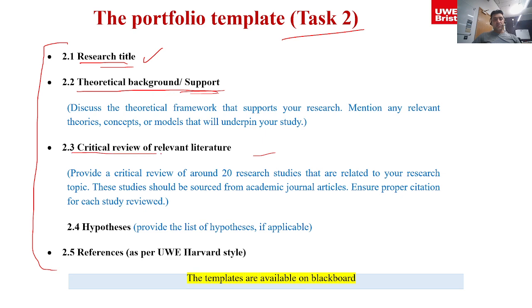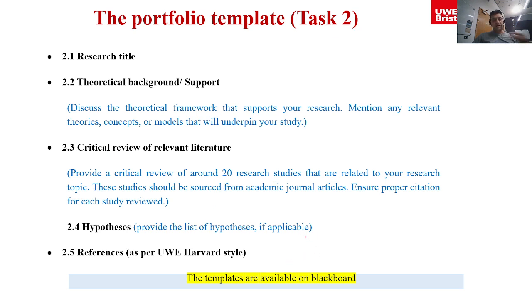And then we'll be talking about the critical review of relevant literature. In this, you'll be using around 20 research papers or research studies to support your topic. And then, of course, if your study is quantitative and if you're testing any hypothesis, you'll have to give us the list of the hypotheses here. Then, because we're using these 20 studies, we need to give references and make sure that you're using the UV Harvard style for the reference. And this template is available on your Blackboard in the templates folder.